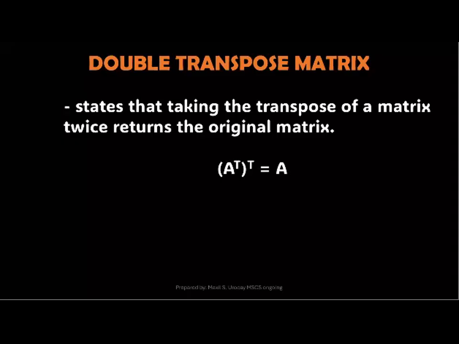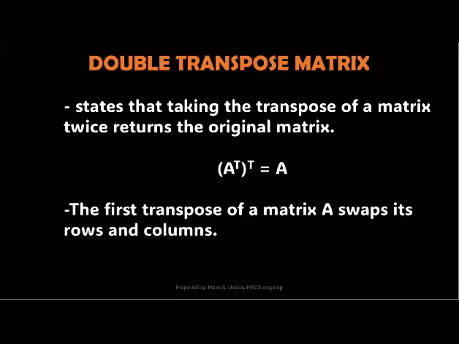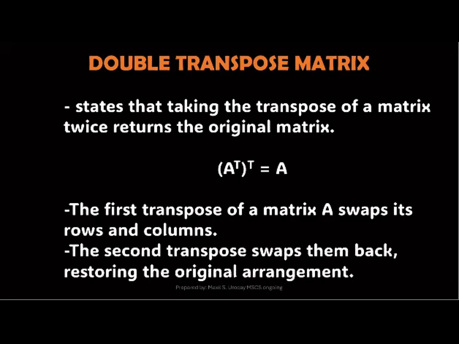We're going to check that later on. How does it work? The first transpose of matrix A swaps its rows and columns, and then the second transpose swaps them back, restoring the original arrangement. So let's actually try to check how it works.